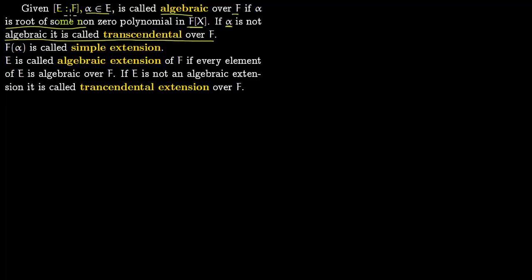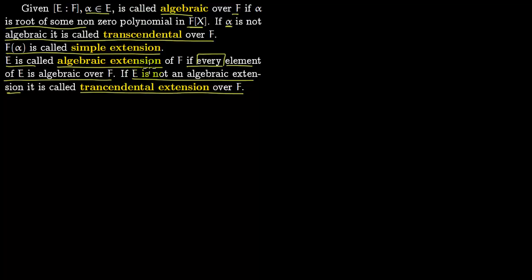So you take this field F and you adjoin to it some alpha, then this is called a simple extension. You're just adjoining one element to it. Now this field extension E is also called an algebraic extension of F if every element of E is algebraic over F. And if E is not an algebraic extension, it is called a transcendental extension over F.